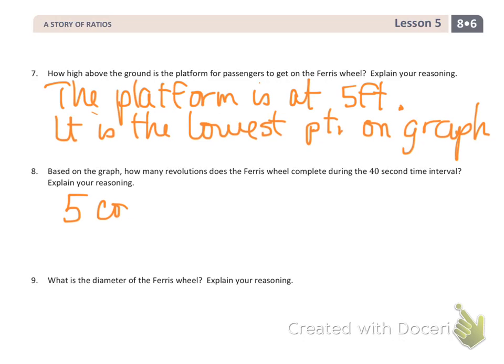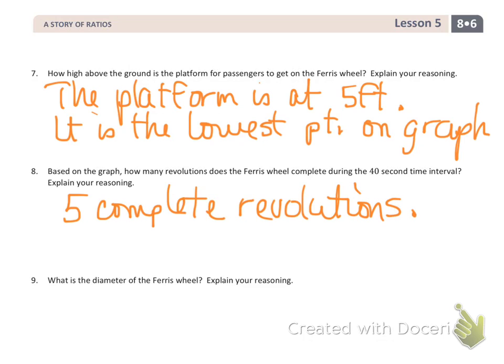And we could know that a couple different ways. We can see the rise and fall on the graph. And also we were told in the context of the problem that it takes 8 seconds. So in 40 seconds they would be able to make 5. Okay, so you should write more than that, explain your reasoning based on what I said.